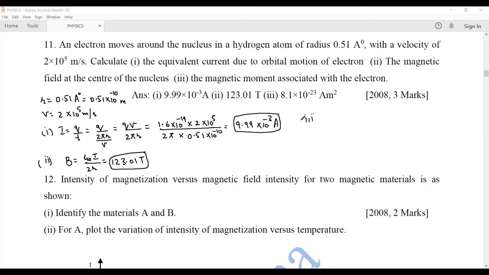The third part is the magnetic moment associated with the electron. We know that the magnetic moment is given by I × A. I is 9.99 × 10^-3 ampere, and the cross-sectional area is πr², where r is 0.51 × 10^-10 whole square. On simplifying it, we get the answer to be 8.1 × 10^-23 ampere meter square.